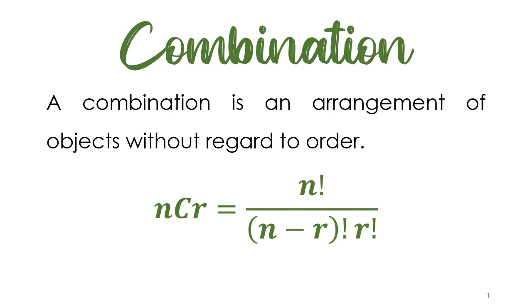If you can still remember, there are a lot of types of permutation. But when it comes to combination, we only have one formula, which is, again, we use the symbol nCr, where n is the total number of objects and r is the total number of selected objects. So that is combination.